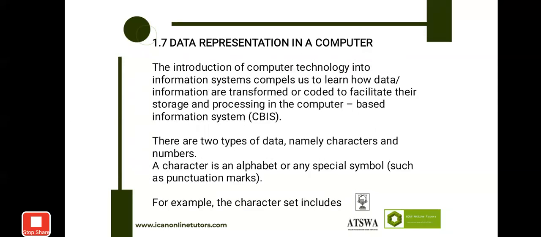So look at data presentation in a computer. How do we present data in a computer? The introduction of computer technology into information systems compels us to learn how data and information are transformed or coded to facilitate their storage and processing in the computer-based information system, CBIS.